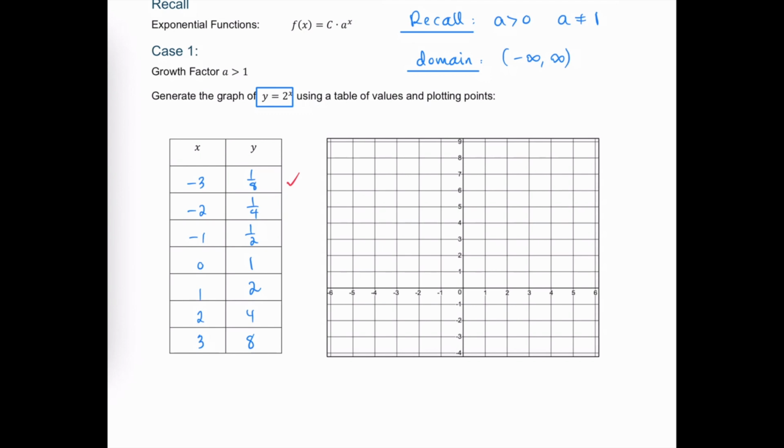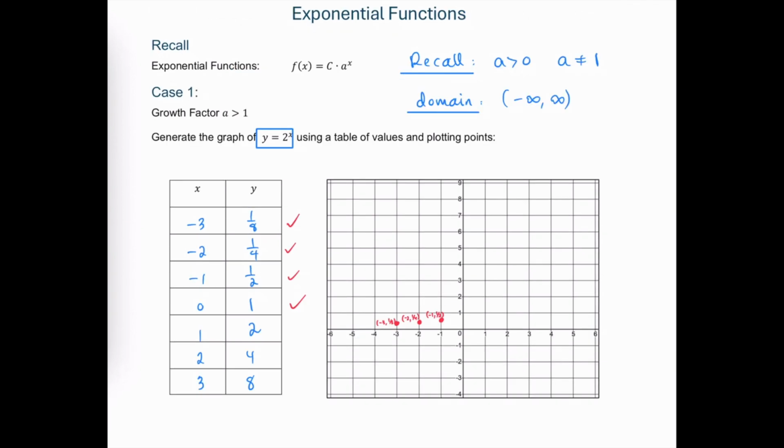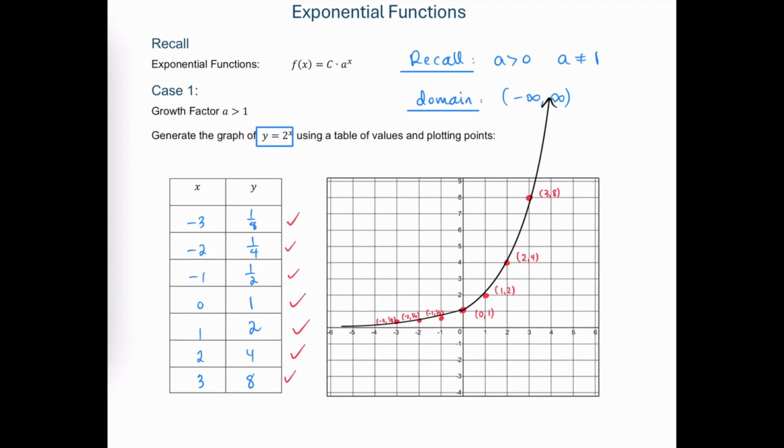We have -3 corresponding to 1/8, -2 corresponding to 1/4, -1 corresponding to 1/2. We have the ordered pairs (0, 1), (1, 2), (2, 4), and (3, 8). And when we connect these dots, what we'll see is an increasing exponential function that will actually be approaching the x-axis as an asymptote. The x-axis is the equation y is equal to 0, and our exponential function will get infinitely close to that value, but will never actually arrive there.